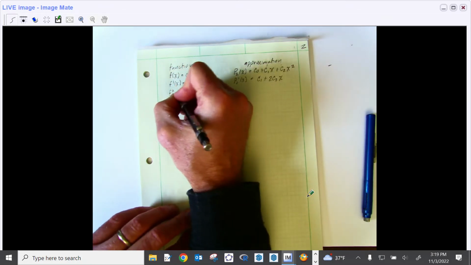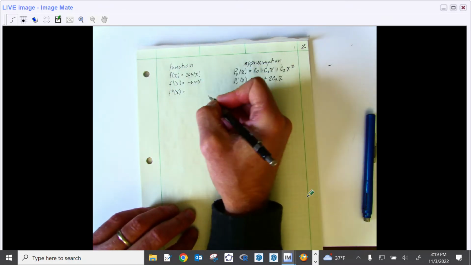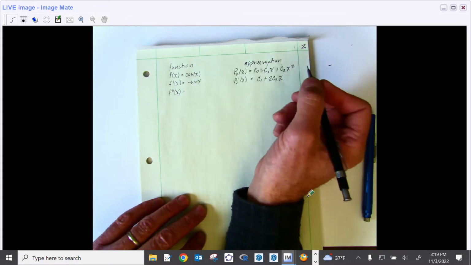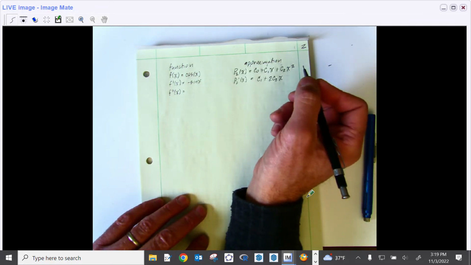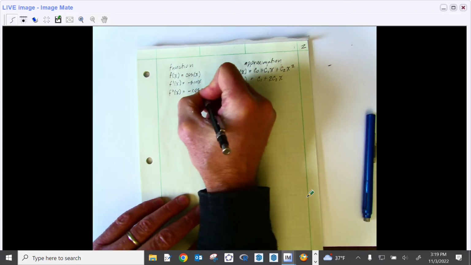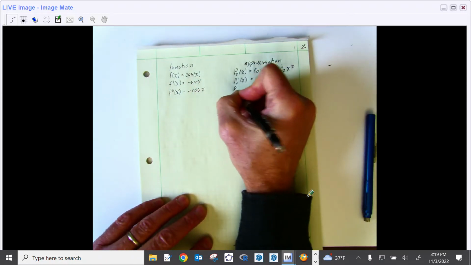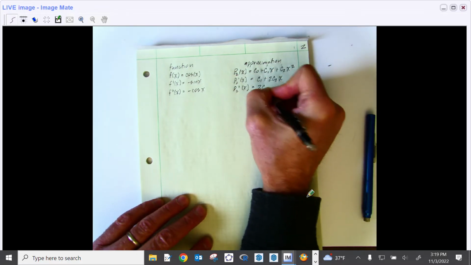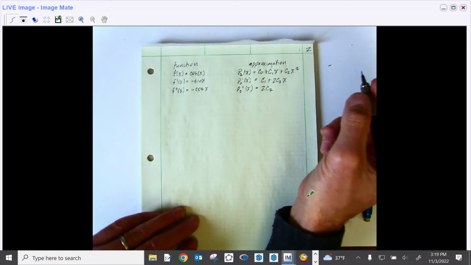And then the last thing, the second derivative of the function will give us negative sine derivative times cosine. So it would be negative cos x. And here we get p2 double prime equal to just 2c2. And that's it.